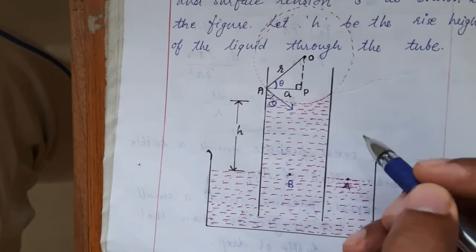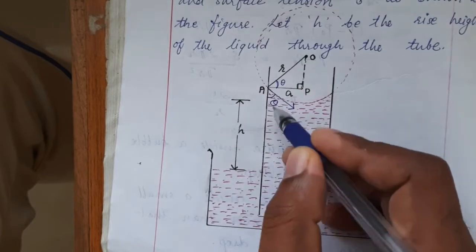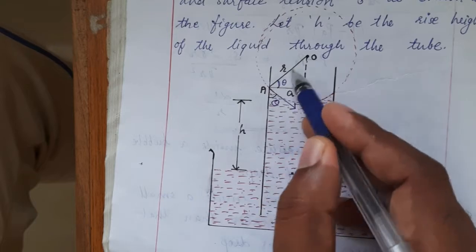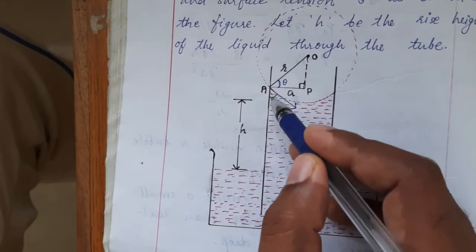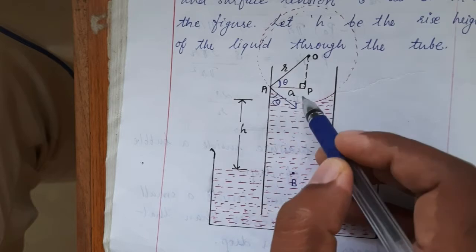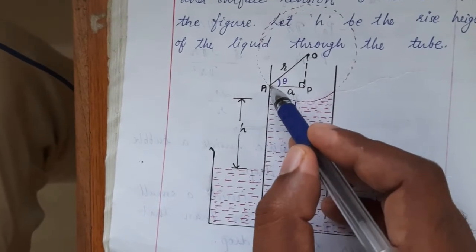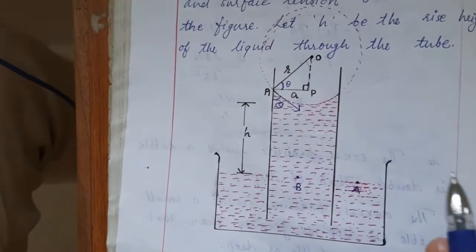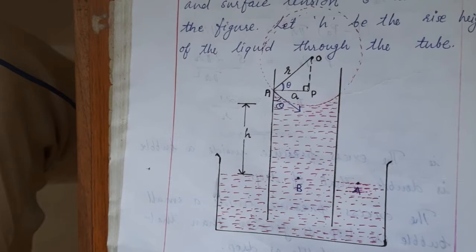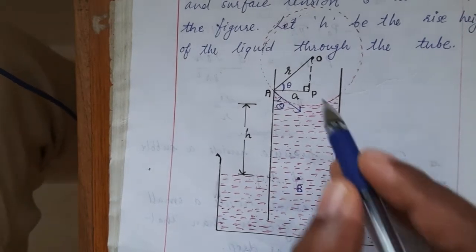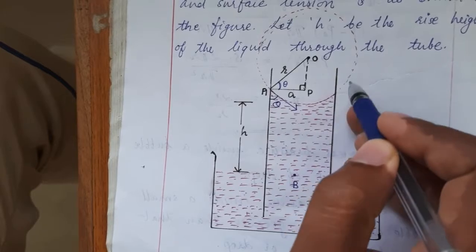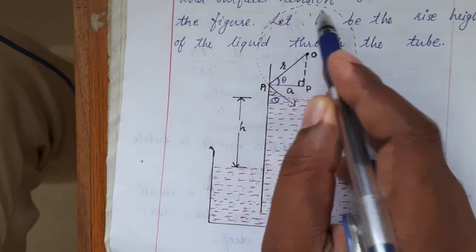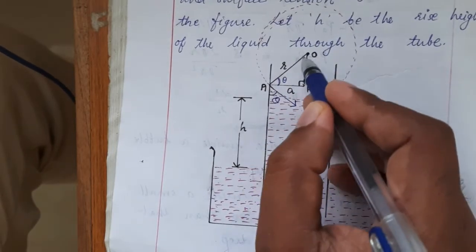So, once again I am repeating the terms. h is the height up to which this liquid has risen. a is the radius of this capillary tube. R is the radius of the sphere or circle of which this concave surface is a part. Let's consider a triangle here, AOP also. This is a bubble or a drop, I can say. I can imagine this circle as a drop.